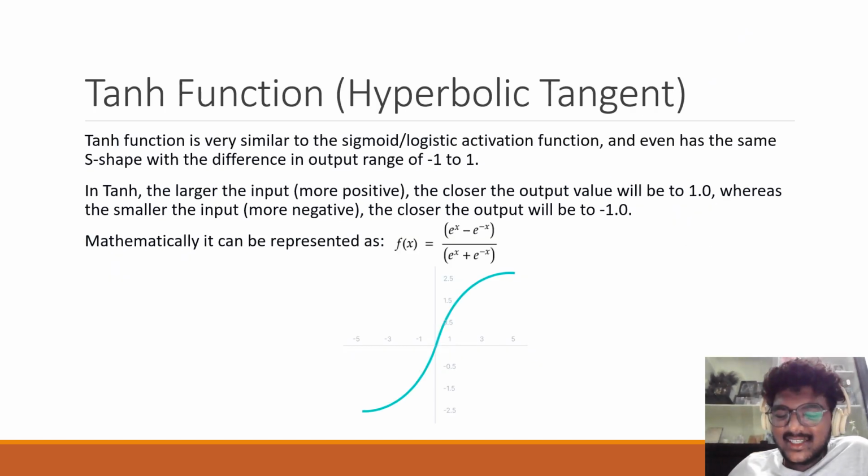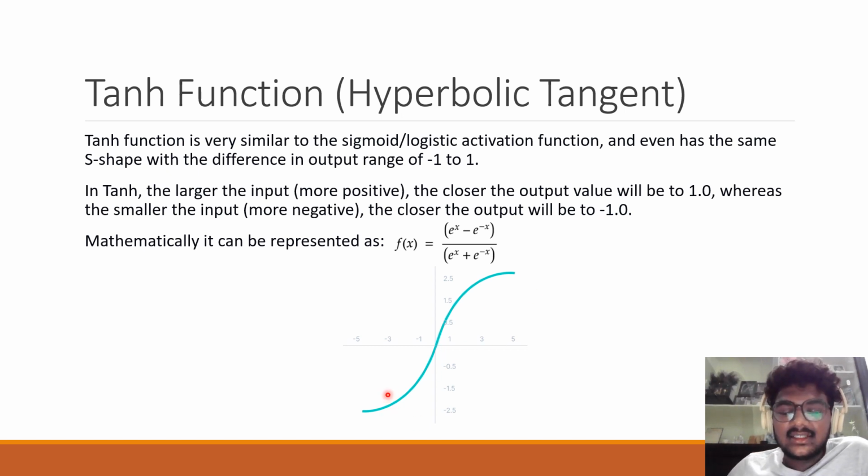Moving on to the TanH activation function. It's also known as hyperbolic tangent. The TanH function is very similar to the sigmoid logistic activation function, and it even has the same S shape, as you can see here, with the difference in output range from -1 to 1, whereas in the sigmoid case it was from 0 to 1, here it's -1 to 1.